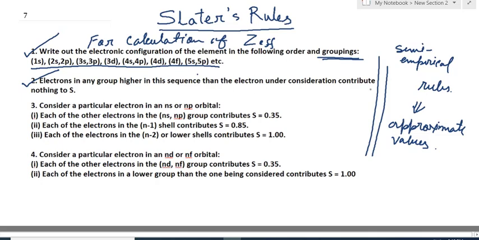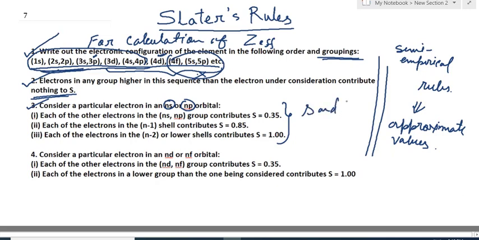The second rule states that electrons in any group higher in the sequence than the electrons under consideration will not contribute to the shielding constant, right? Now, to understand this, let us take specifically the example of, say, a 4s or 4p or say 3p electron, right? Now, if we consider a 3p electron, we will not consider the electrons which are on the right hand side of it. We will only consider the 3s and 3p electrons which are there and the groups that are on the left side of it, right? And if we consider, suppose say a 4d electron, similarly we will not consider those on the right hand side, that is 4f and beyond it, right? We will only consider which are below.